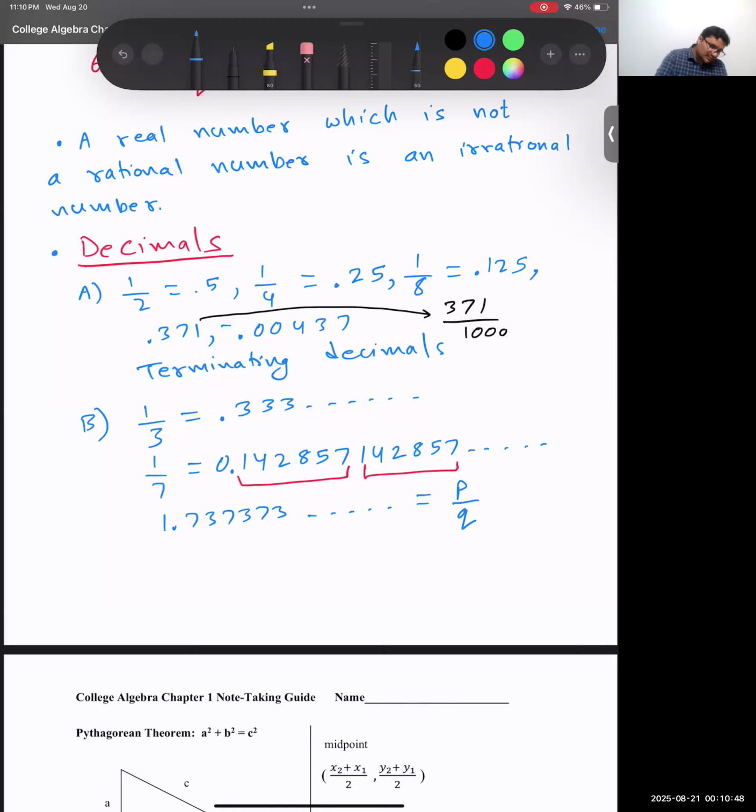So what kind of numbers are these? I will write in a different color. These are non-terminating but recurring. We use that word, recurring. Or repeating, let's say.